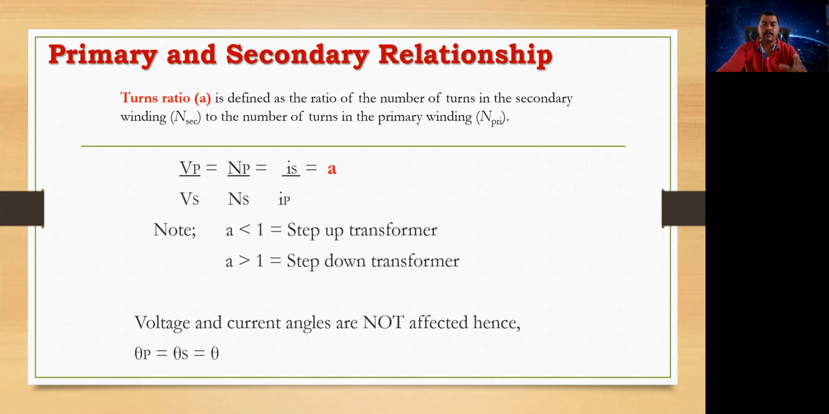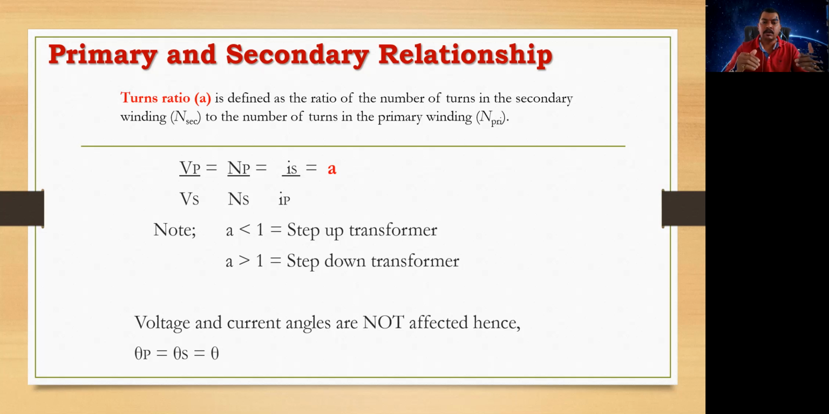Similarly, we can write it like current flowing through the secondary divided by current flowing through the primary, and that is called as the turns ratio, which is denoted by A. Now note this A, if it is less than 1, then we say that step up transformer. Now remember, we are having two types of transformer, step up transformer and step down transformer. As the name suggests, step up transformer steps up, that is the voltage is increased, right? So that is called as a step up transformer.